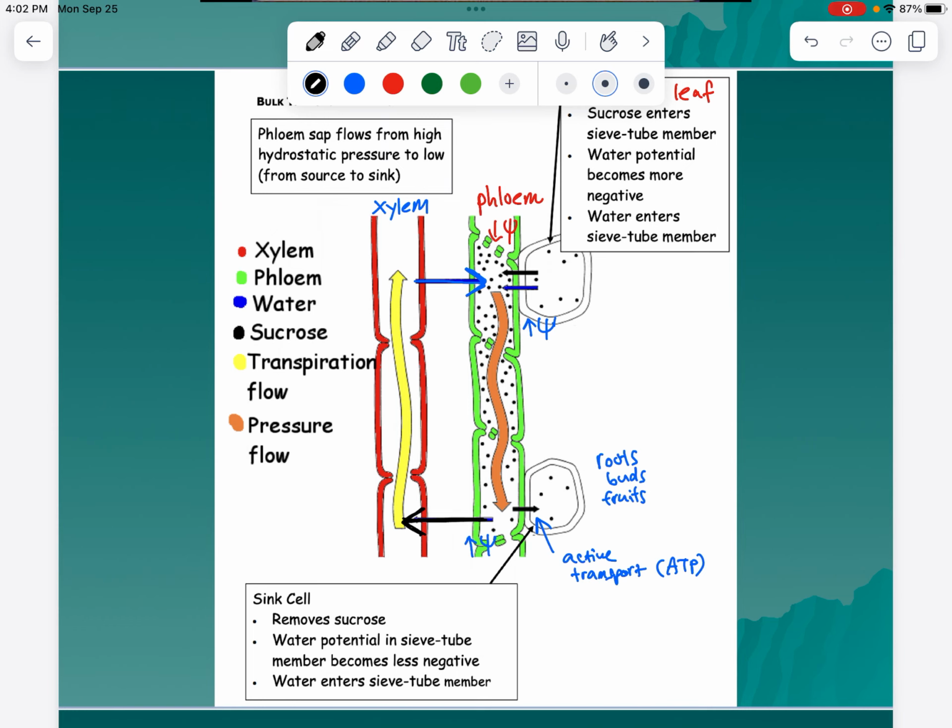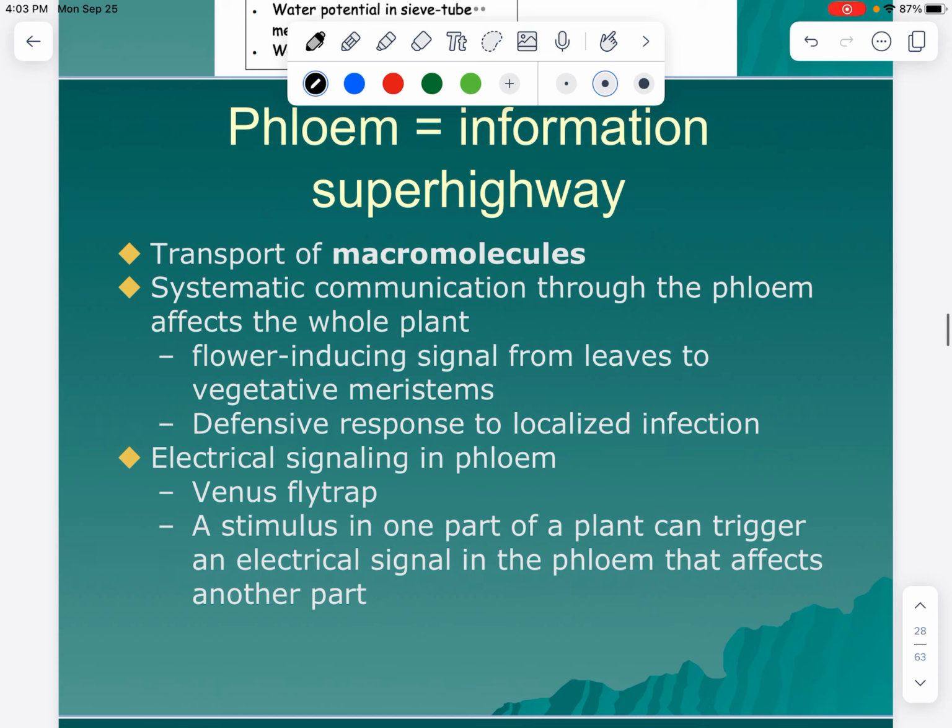So as you can see, the way that sugar is transported within the phloem tubing involves the interplay between the phloem and the xylem.